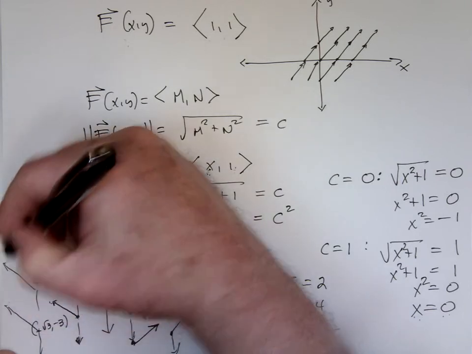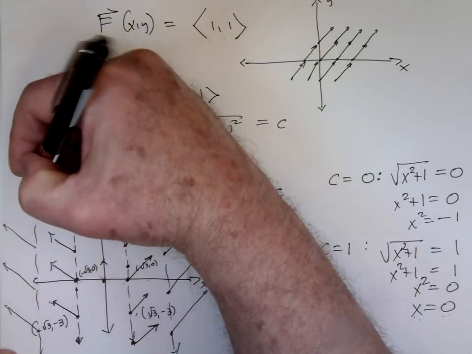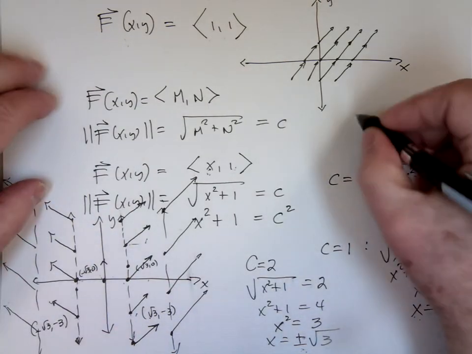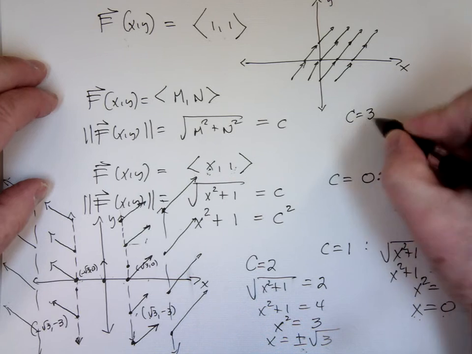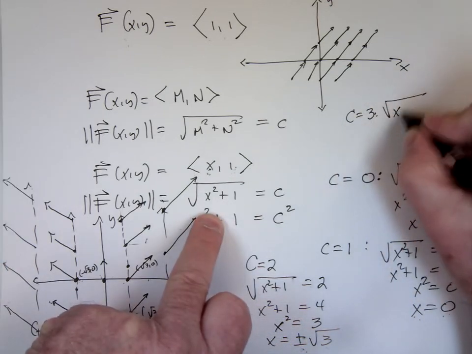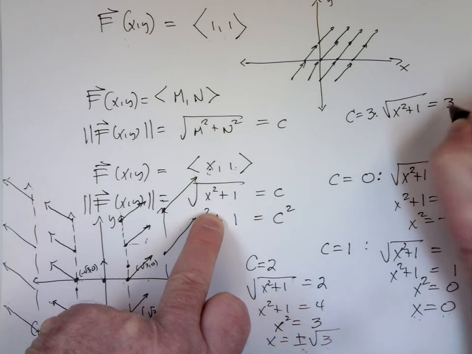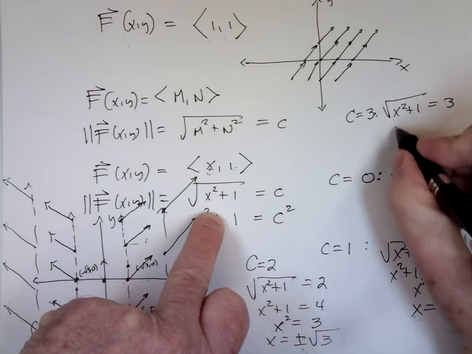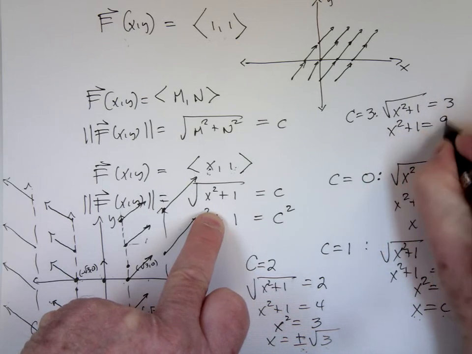What would they be at plus or minus like square root of 8 or something? Yeah, well, let's do it. Let's say c is equal to 3 now. So what do we have? Square root of x squared plus 1 equals 3. Square both sides, x squared plus 1 equals 9. x squared equals 8.